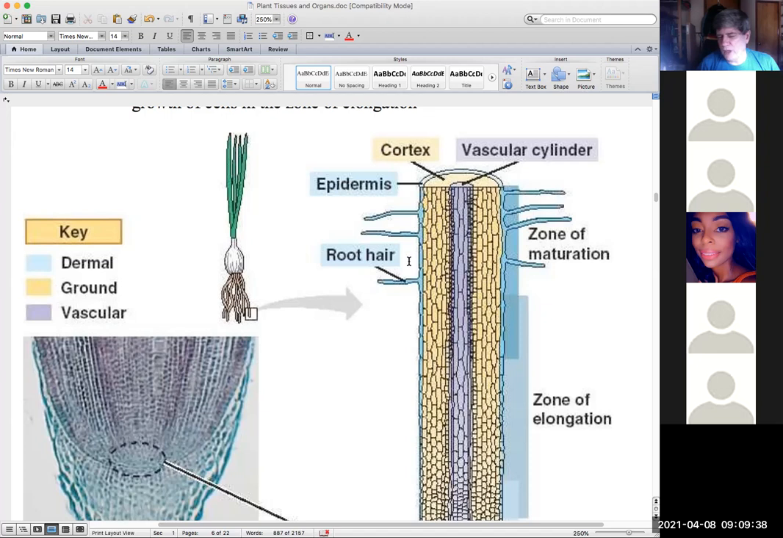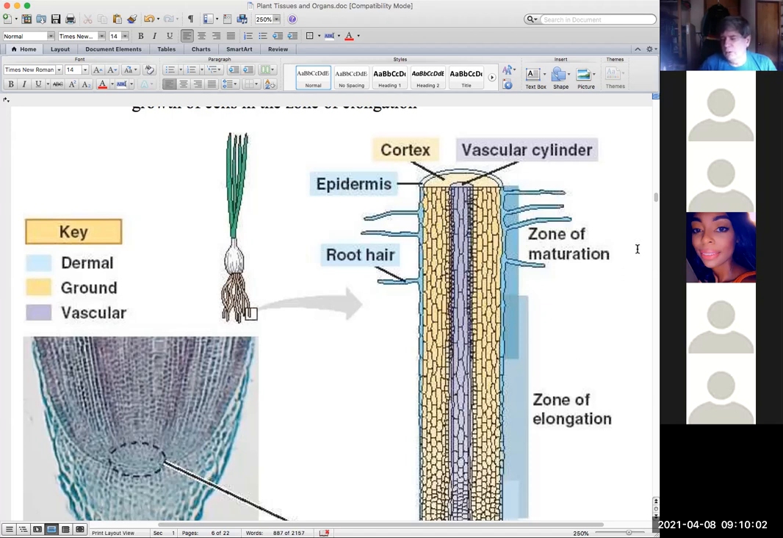The blue cells along the sides, some of them stick out and form root hairs. These are part of the dermal tissue. These are mostly epidermis cells, or epidermal cells, that are being shown. And then the purple in the middle, this is called the vascular cylinder or the vascular stele. This is where the xylem and phloem are, the vascular tissue.